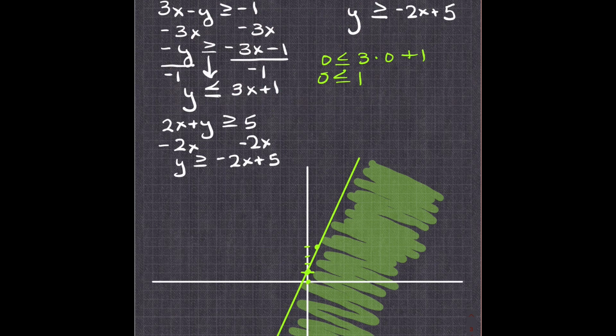y is greater than or equal to negative 2x plus 5. 1, 2, 3, 4, 5. There's 5, and my slope is negative 2. So I'm going to go down 2 and over 1. I'm going to have a solid line for this one also because there is an or equal to bar.